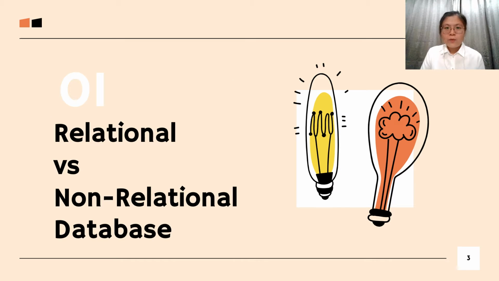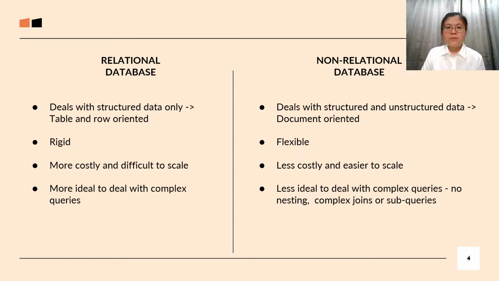To start off, I will now be explaining the differences between relational and non-relational database. First, relational database only deals with structured data, while non-relational database deals with both structured and unstructured data. This means that in relational database, the data is organized in tables, while in non-relational database, the data is in a document format which may not be clearly defined and organized.